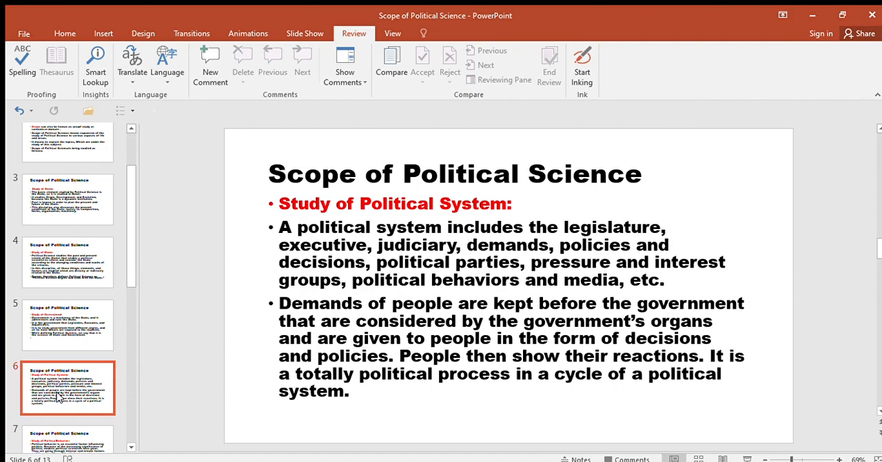Political science is the study of political system. A political system includes a legislature, executive, judiciary, demands of the people, policies, decisions, political parties, pressure groups and interest groups, political behavior and media, etc. Demands of the people are kept before the government and are considered by the government organs, and are given back to people in the form of decisions and policies. And people then show their reaction, and it is a totally political process in the cycle of the political system.